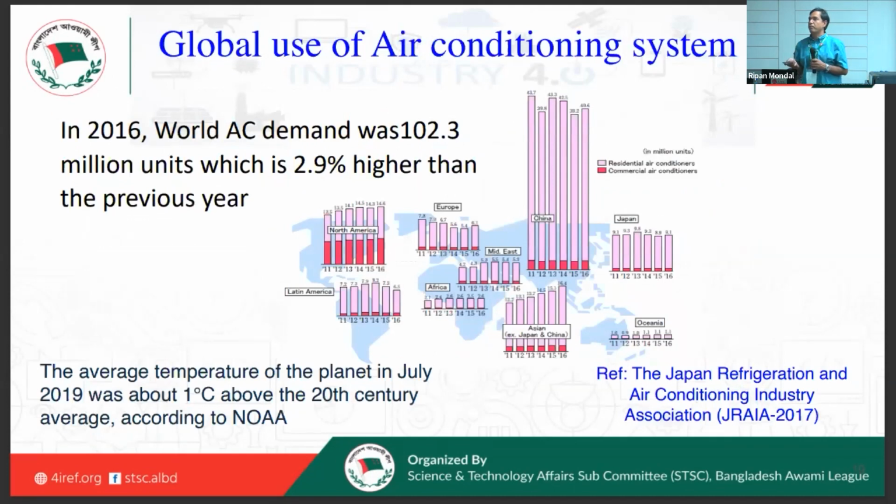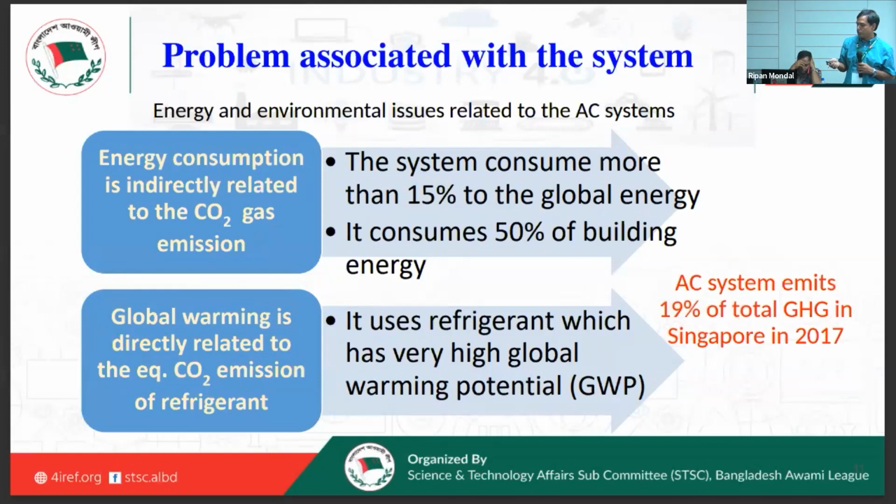Though we have a lot of problems with the air conditioning system, the use of this system is still increasing. I found this data on the Japan Air Conditioning Society website. They say in 2016, world air conditioning demand was 102 million units, which is 3% higher than the previous year. I don't have very recent data, but you can see how the demand for air conditioning systems is increasing day by day.